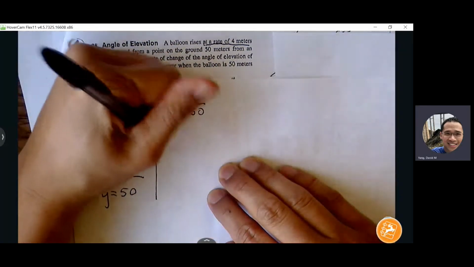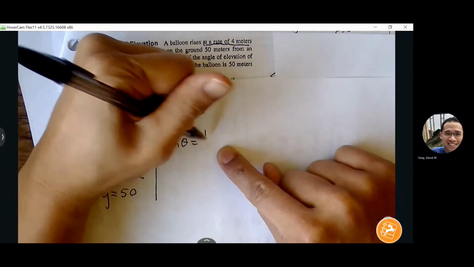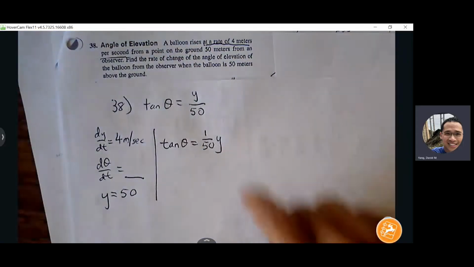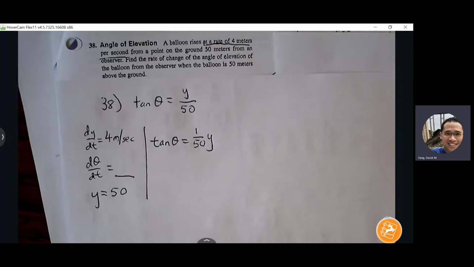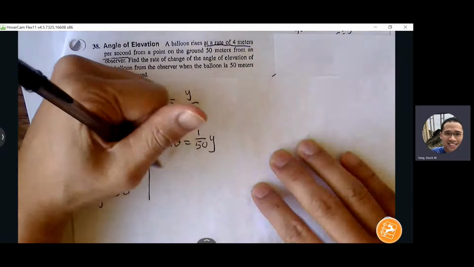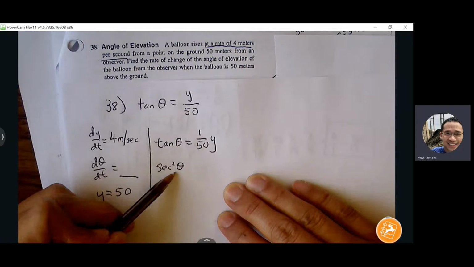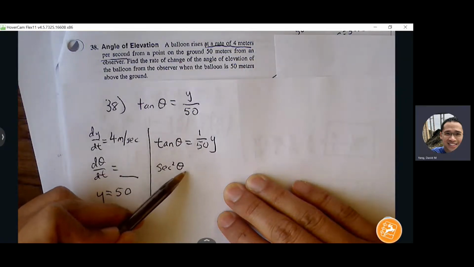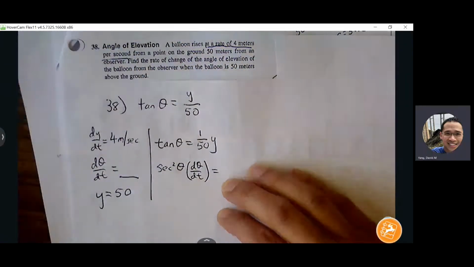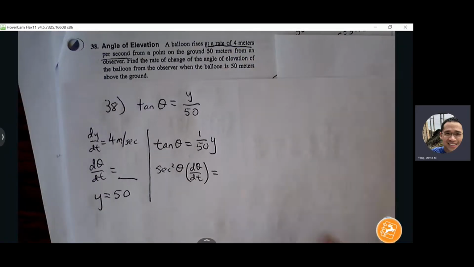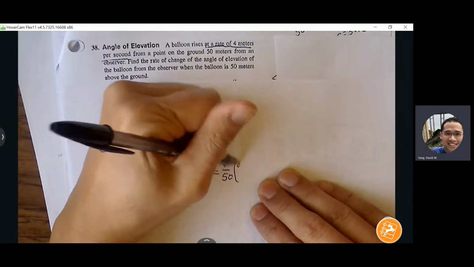Okay, we're ready for our derivative. Let's rewrite that right side. We don't want to have to deal with quotient rule, so just make this what? 1 over 50 times y. Feels a lot easier writing it out in that form. Okay, ready for our derivatives. Tangent theta becomes secant squared theta times what? Time component. 1/50th y becomes 1/50th dy dt, okay?